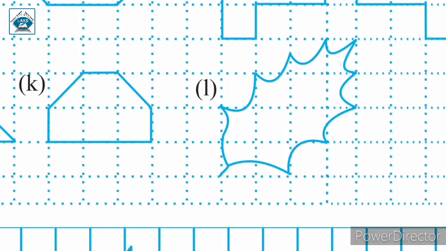Now, till now all these figures consisted of straight lines. In figure L, we are given a shape that does not consist of all straight line segments. Here you can see we have a curve, here also we have a curve. So this does not consist of straight line segments. Then how will we find the area? For that, we need to follow the conventions which we discussed earlier.